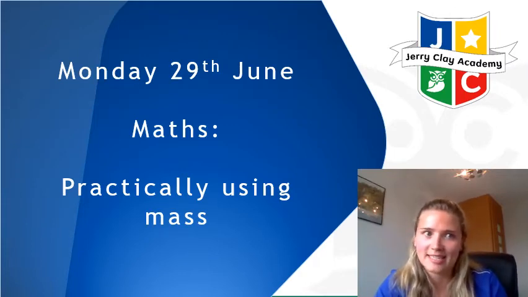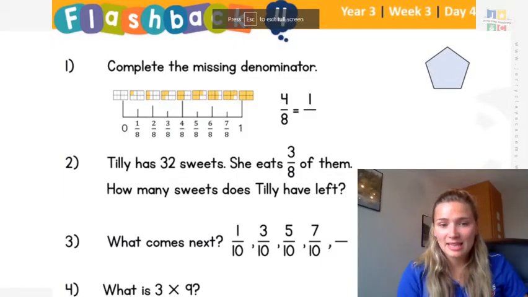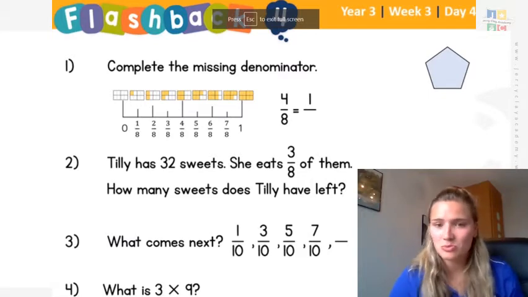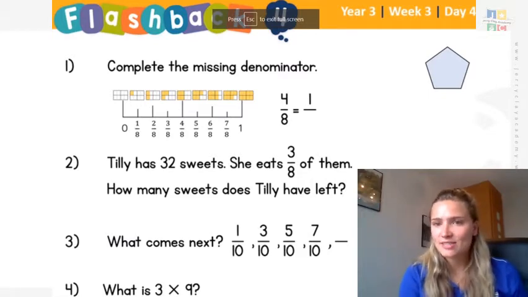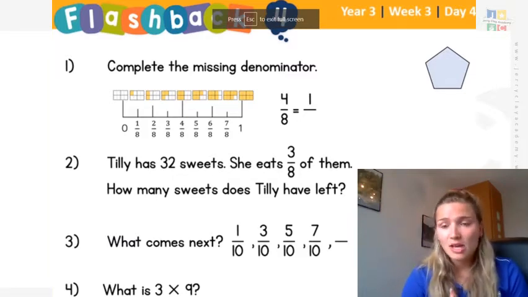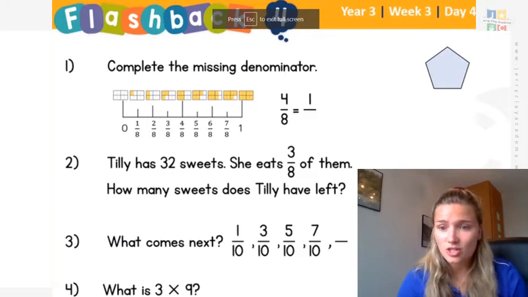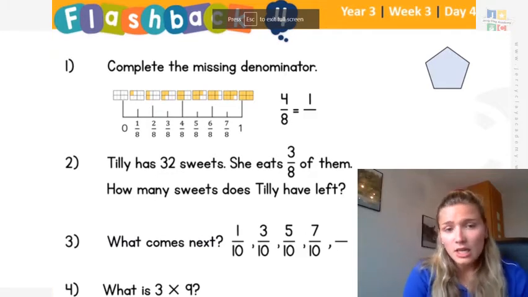Okay, so for our first task this morning, we are going to be looking at a quick flashback of some different skills we've been using. For number one, I want you to identify the shape. First of all, is it a 2D shape or a 3D shape? Once you have done that, can you decide what we call the shape because of how many sides it has got? Then for number one, complete the missing denominator.